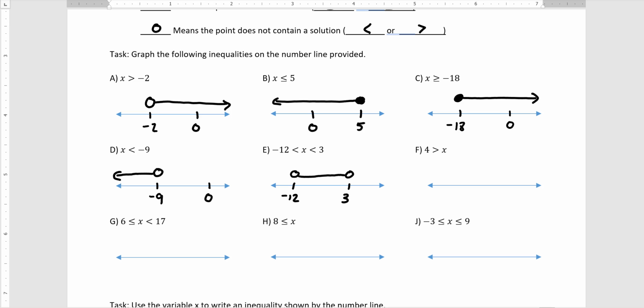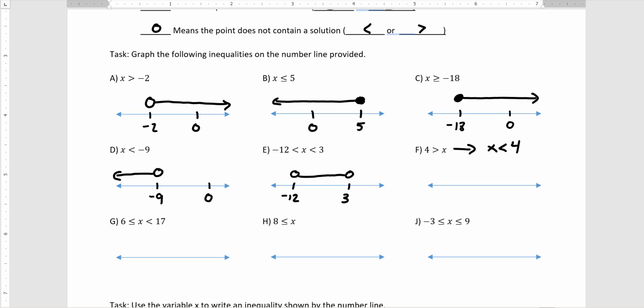F, 4 is greater than x. Okay, well this is a weird way to write that. We're actually going to go ahead and put this in a more standard form here with our variable first. In order to do that, I'd have to flip the inequality. So it'd be x is less than 4. That's going to make a little more sense.